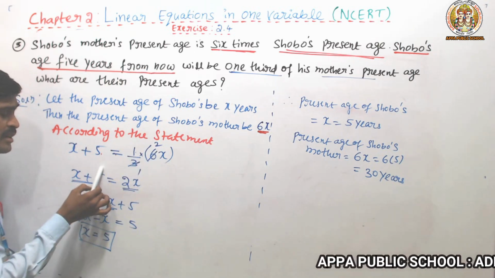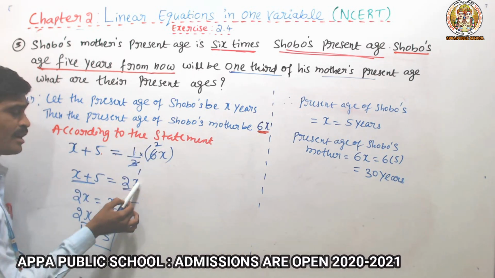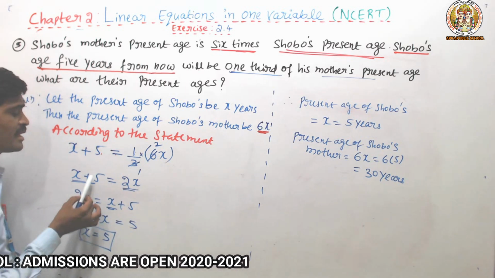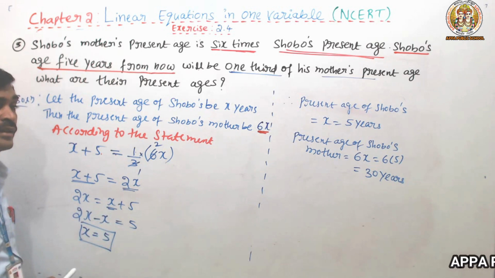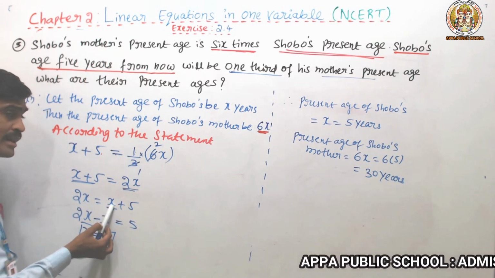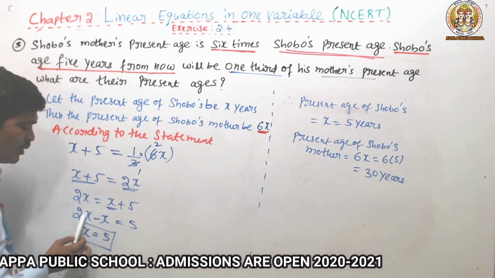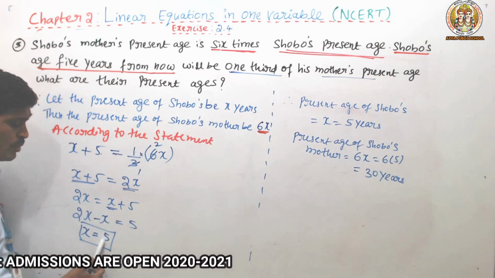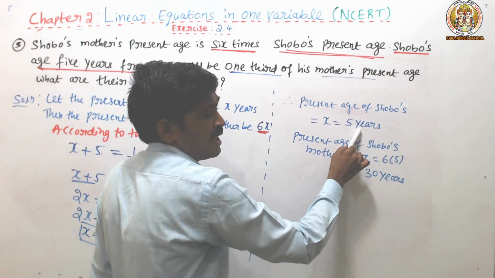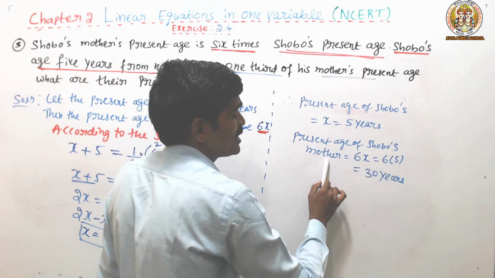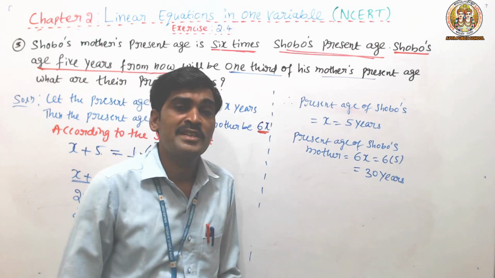So x plus 5 keep as it is, equal to 2 into x, 2x into 1. 2x is the complete whole term transferring to LHS. x plus 5, the complete whole term, transferring to RHS. That's why no need to change the sign. So 2x, here only one number transferring to LHS. That's why the sign will change. 2x minus x is equal to 5. 2x minus x is equal to x, so x is equal to 5. So present age of Shobo is equal to x, x means 5 years. Present age of Shobo's mother is equal to 6x, we consider 6 into 5, 30 years. Okay, that's it, my dear students.